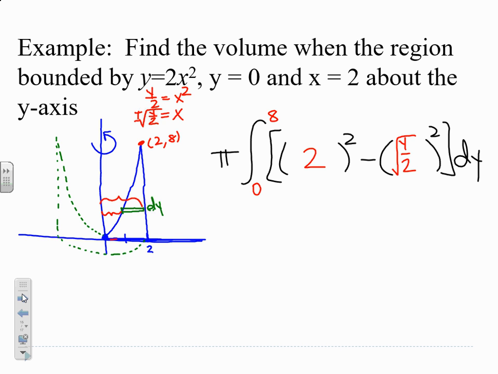Okay. Now, is this one that you could do by hand? This one wouldn't be terrible, right? Because you would have pi times the integral from 0 to 8 of 4 minus y squared over 4. It wouldn't be the prettiest integral in the world, but you could do it by hand, technically, and be fine. We're not going to go through it, but you could.